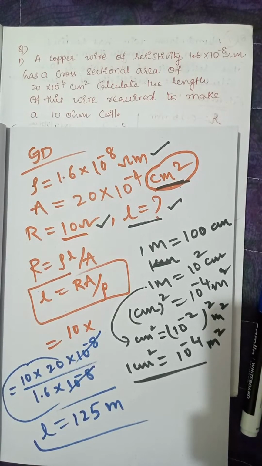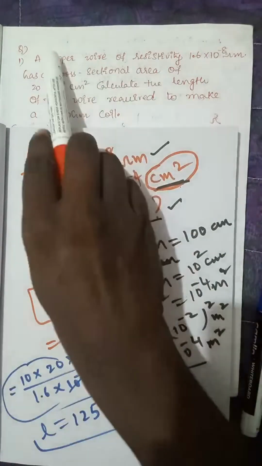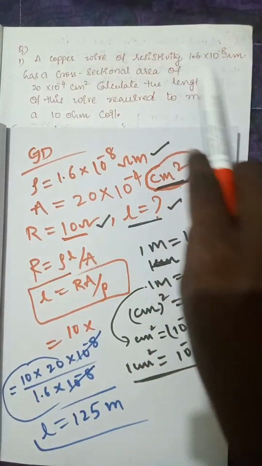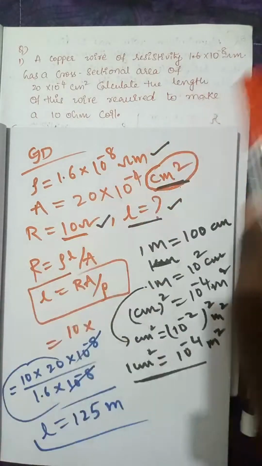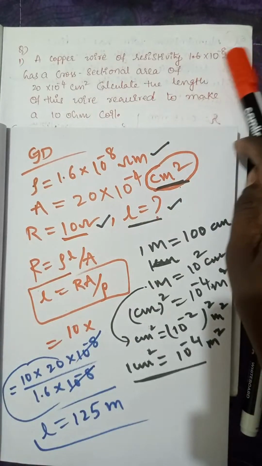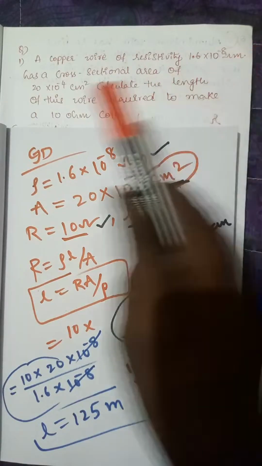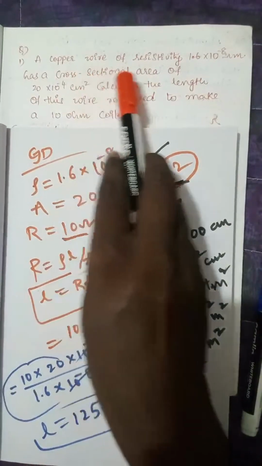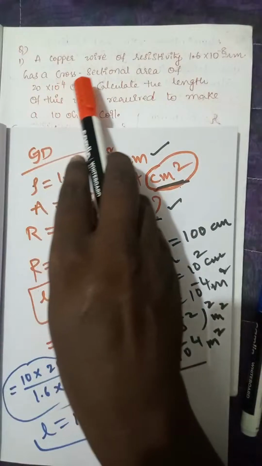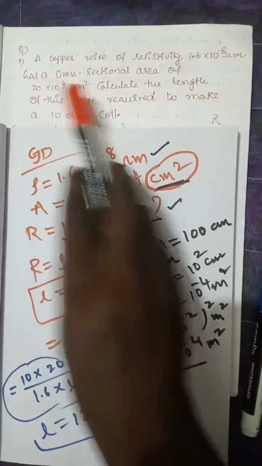No need to hurry, no need to go too fast, so we'll go very slowly, and we'll understand. Once you understand the concept, the remaining things we can do. So a copper wire of resistivity, given in ohm meter, by seeing the units only you should understand. It has a cross sectional area of 20 into 10 power, so the cross section area is given.